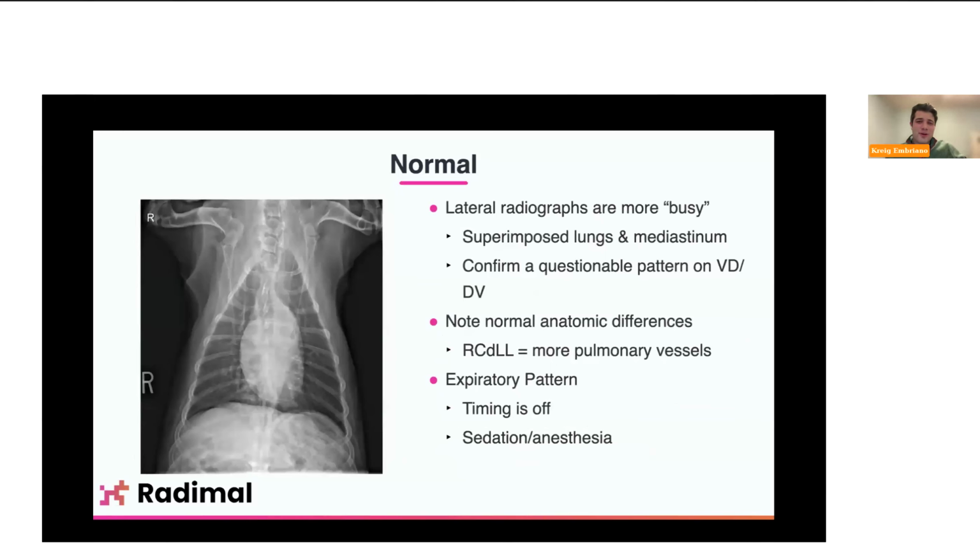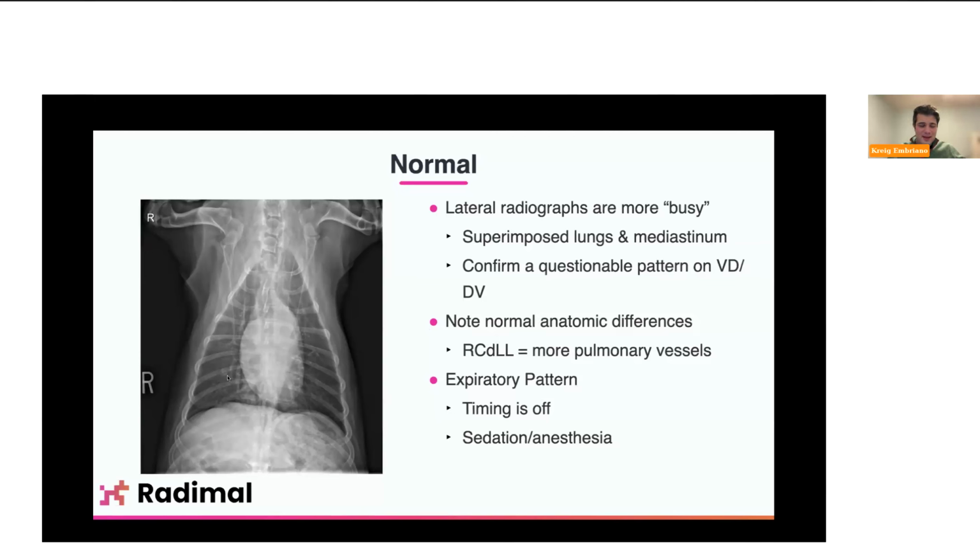Another thing to consider is that lateral radiographs are busier compared to VD and DV radiographs. And that's because we have superimposed anatomy, so your lungs are superimposed with one another, whereas on the VD and DV you have the mediastinum and structures within the mediastinum superimposed with the lungs. And so when you keep that in mind, you're going to have a busier pattern in the lungs. And if you're worried that that's a real thing, then what I encourage you to do, and what I do, is look at the VD and the DV and ask, does this really persist? And if not, then I'm more able to explain it away as being of no clinical consequence.